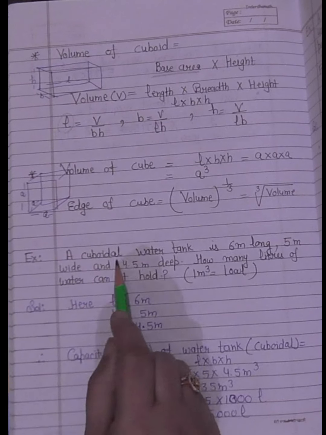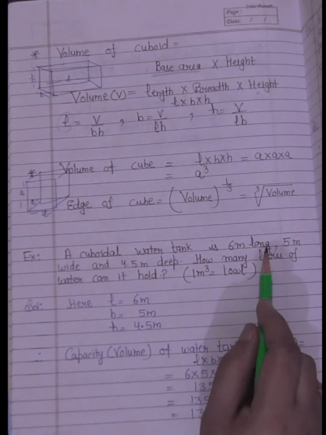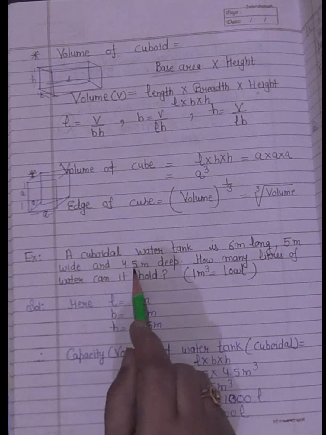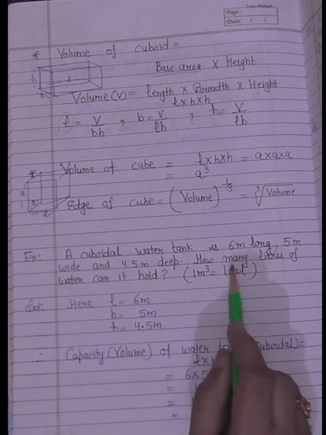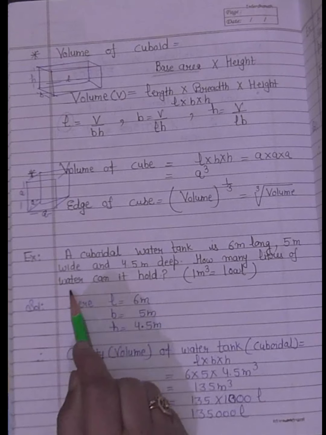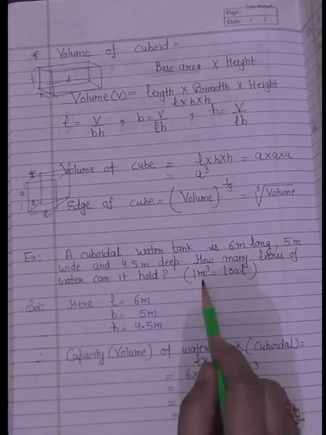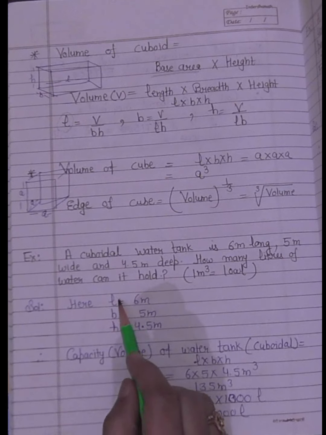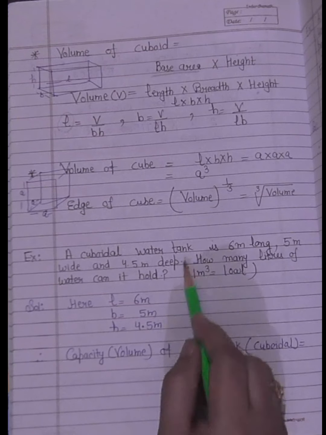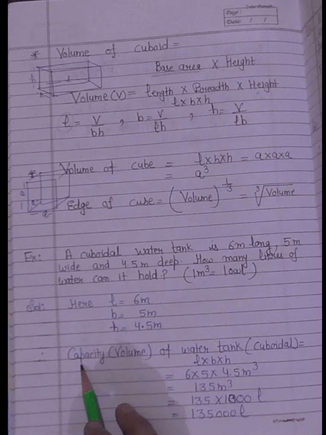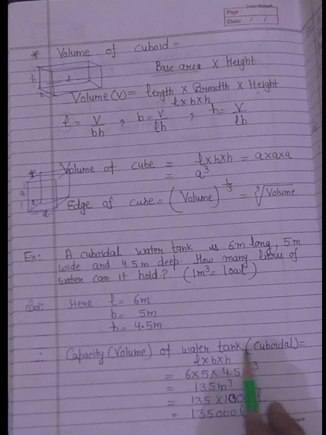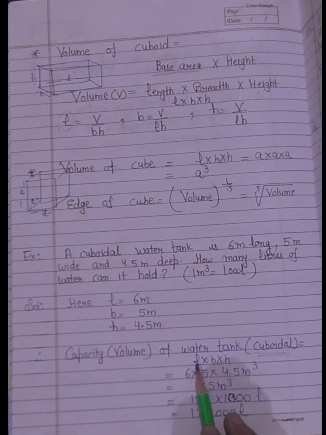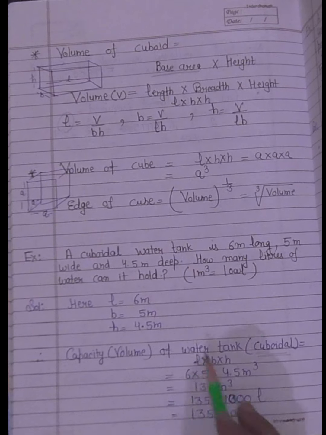Example, a cuboidal water tank is 6 meter long, 5 meter wide and 4.5 meter deep. How many liters of the water can it hold? We know that 1 meter cube is equal to 1000 liter. Length, breadth, height of the tank we know very well. So capacity, it means the volume of the water tank, because it is cuboidal, it will be L into B into H. Put all the values here.